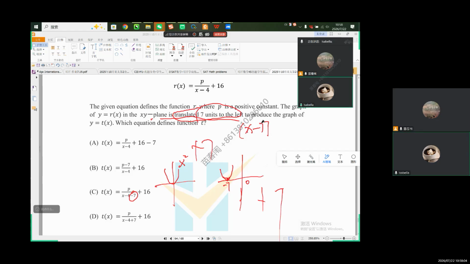So why am I wrong? Oh, wait. Did I prove you wrong? Did I prove you right? No, no, no. 7 units to the left. Translate 7 units to the left. Oh, it's different. For example, this is the original f(x), right? We write y equals f(x) like this, right? And then we talk about f(x) minus 7 like this.